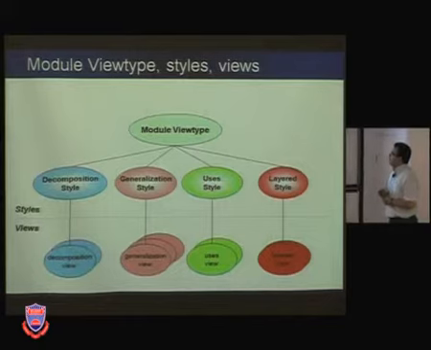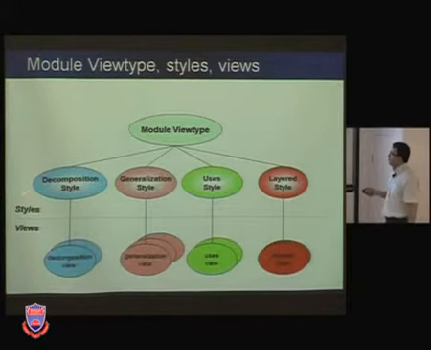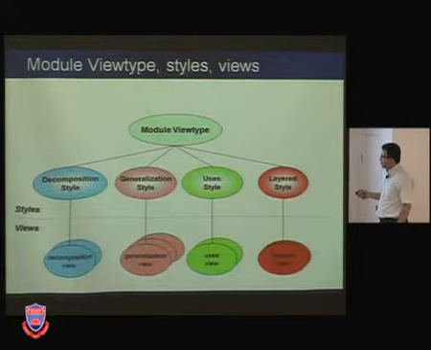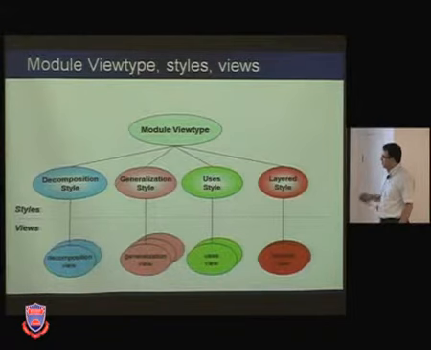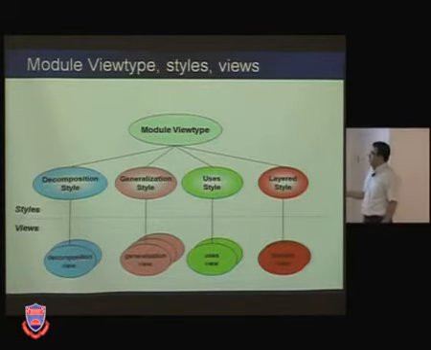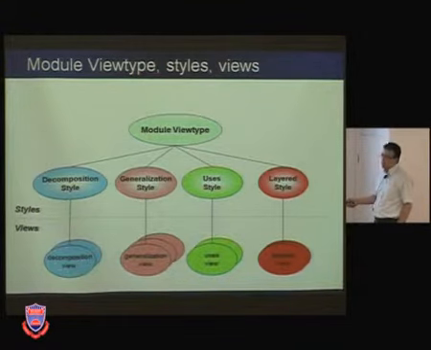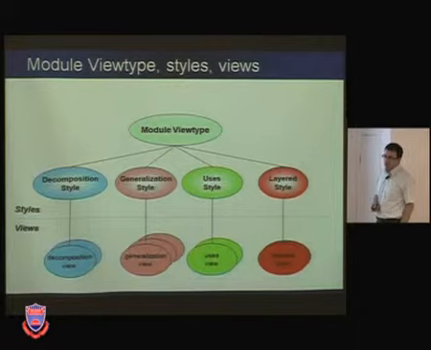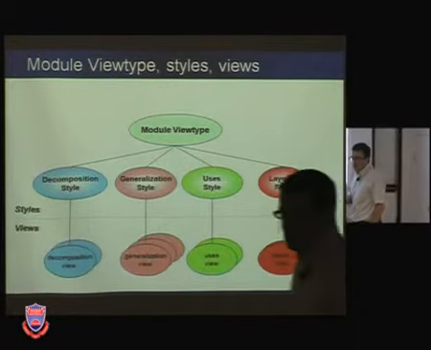If you look at the module view type, we have 4 predefined styles: decomposition style, generalization style, user style, and layered style. These represent the templates, the notations that we can use, the grammar, so to speak. And we can define the decomposition view by using these styles, the decomposition style. By instantiating the user style, we have the user's view. So we instantiate for a particular application.